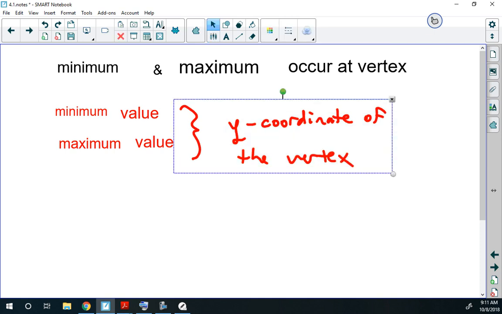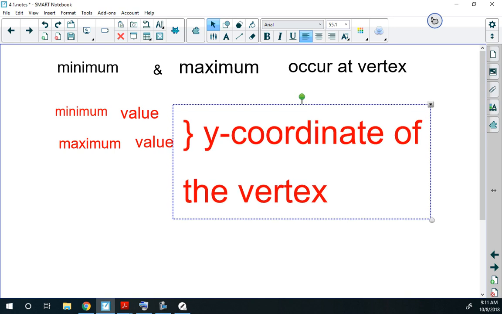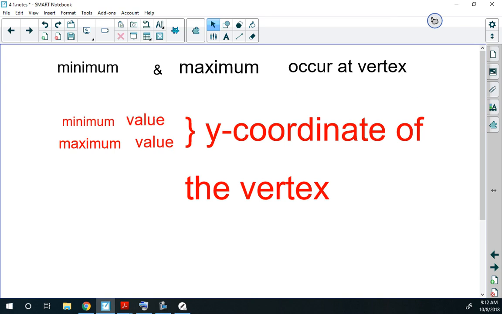It's the y coordinate of the vertex. I know that's a real subtle thing, but it is a thing. So if you're asked, what's the minimum value, what's the maximum value, it's the y coordinate of the vertex. And that's going to show up in your range also.